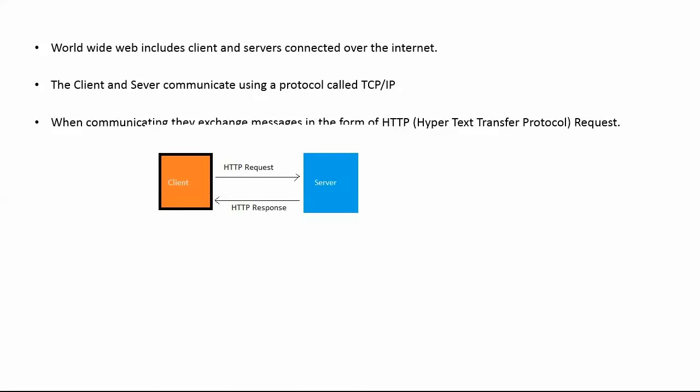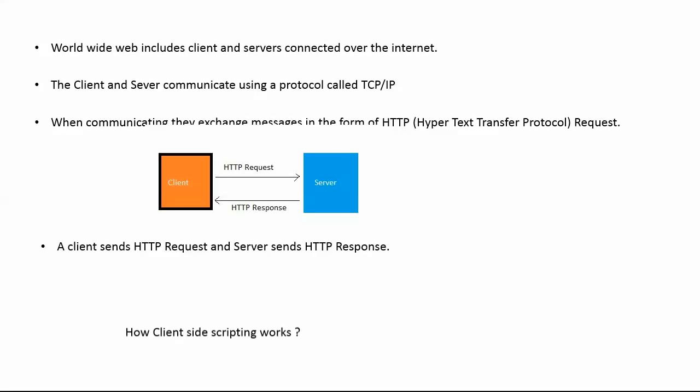A client sends an HTTP request to the server, and in response the server sends an HTTP response, which is processed and displayed by the browser installed in the client's computer, such as Firefox, Internet Explorer, Google Chrome, etc. So a client sends an HTTP request and the server sends an HTTP response.